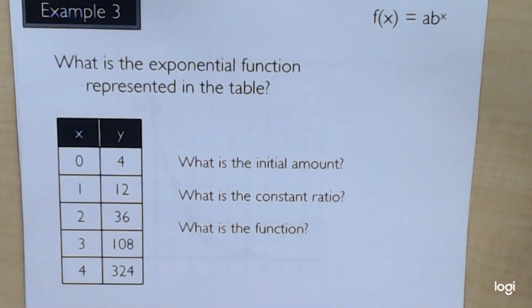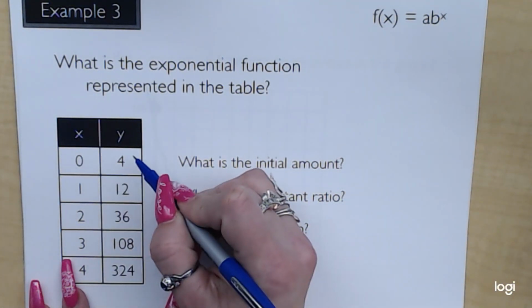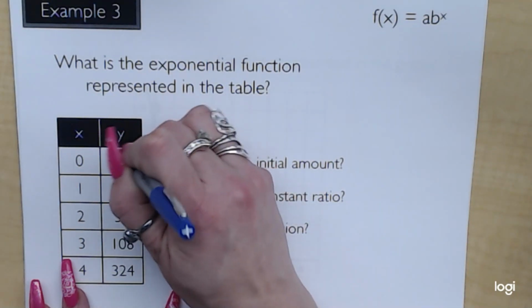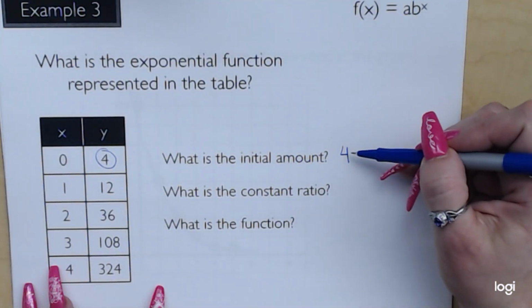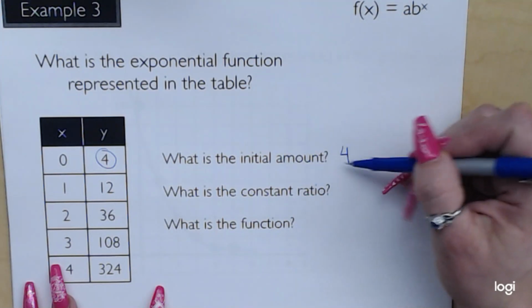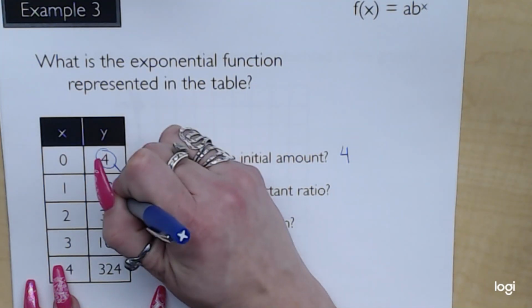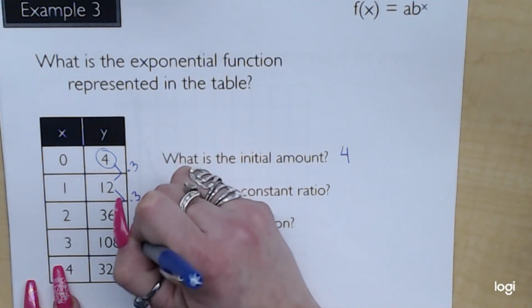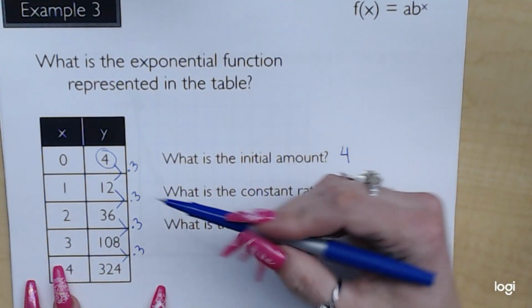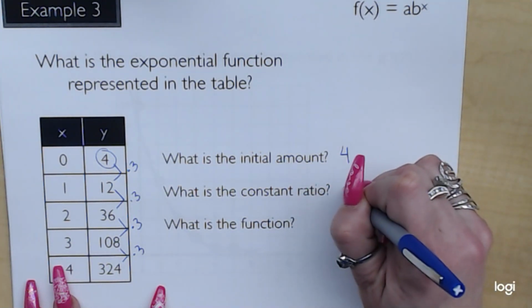So let's look at this. What is the exponential function represented in the table? So we need to see the initial amount. Well, when the input is nothing, we're starting with 4. So 4 is our initial amount. Think of this as also being the y-intercept, right? When x is 0, the y value is our y-intercept. What's the constant ratio? Well, each time it's being multiplied by 3 from the previous answer. So the constant ratio is multiplied by 3.